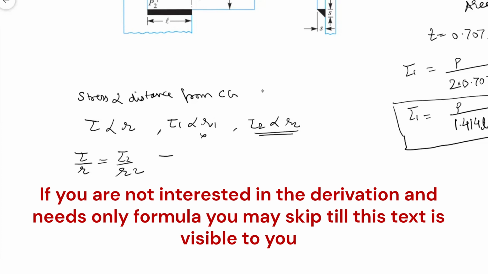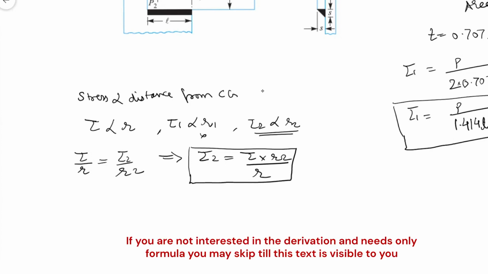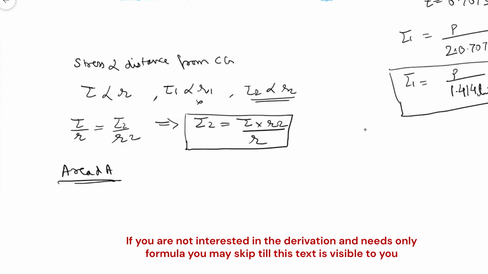Is it clear? So from this I can write tau 2 equal to tau into R2 upon R. Okay, I am going to use this afterwards. Now, the area dA that we have considered, what will be the force on area dA? Force will be equal to dA into tau. Force is area into stress.